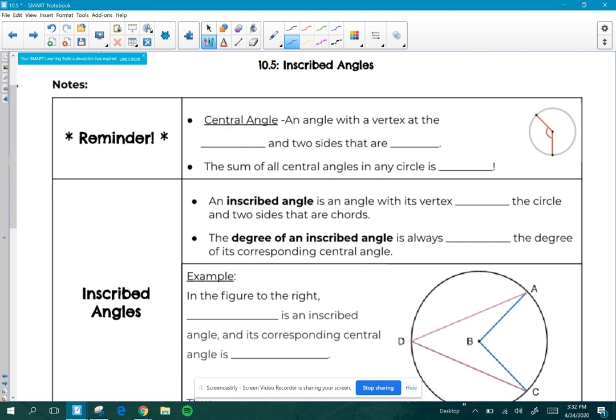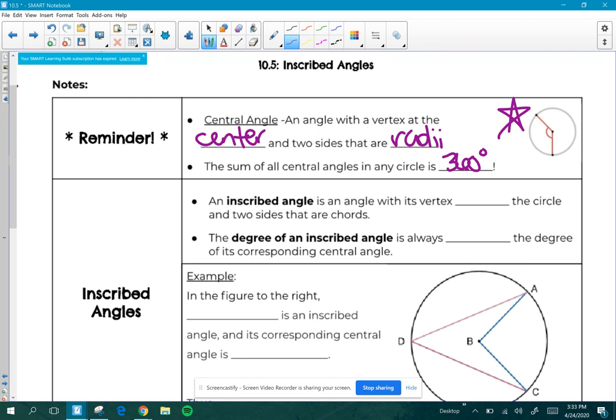talk about. Now, before we get into inscribed angles, I am going to remind you once again what a central angle is. So remember, most importantly, that a central angle looks something like this guy. So it's an angle with a vertex at the center and two sides that are radii. And then the sum of all central angles, as we just talked about on that prior slide, of any circle is always 360 degrees. Doesn't matter how many central angles there are, how big the circle is, how small the circle is, it will always be 360 degrees.